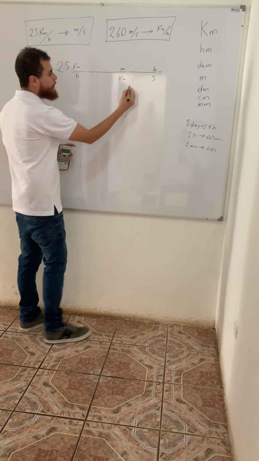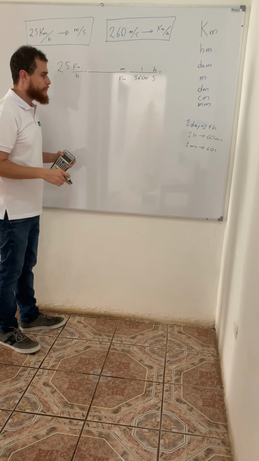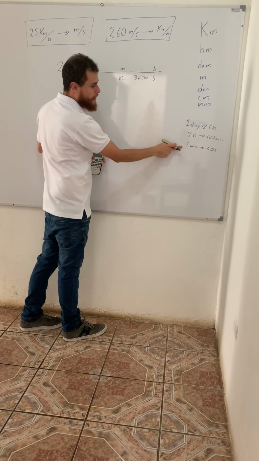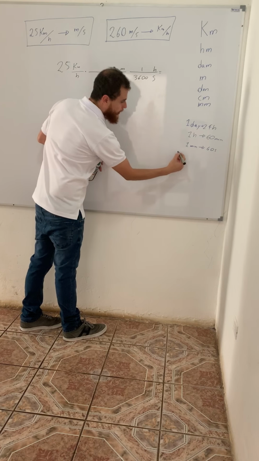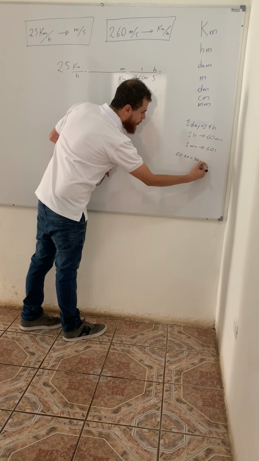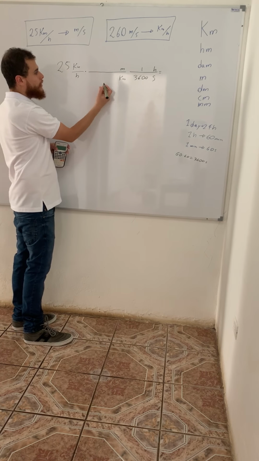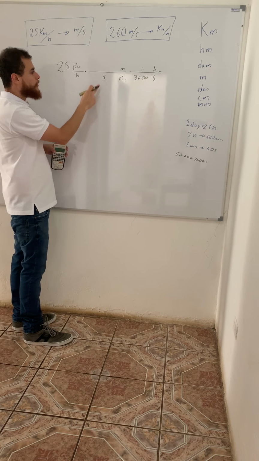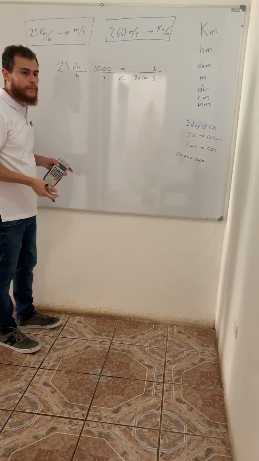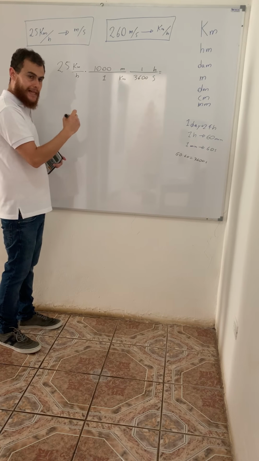Okay, now for every hour, I'm going to have 3,600 seconds. I'm going to take it from here. I know that in 1 hour there is 60 minutes, and in 1 minute there is 60 seconds. So if I do 60 times 60, I'm going to get 3,600 seconds. Now, for here, I'm going to put 1 in kilometers, and I know that in every kilometer there is 1,000 meters.